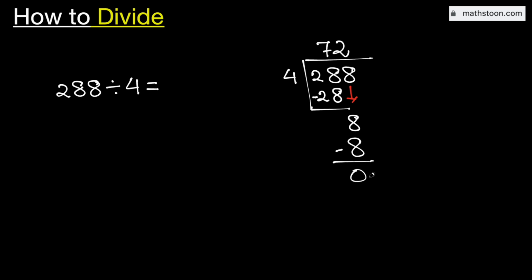As we get the remainder 0, so we will stop. Therefore, the value of 288 divided by 4 is equal to 72. And this is our final answer.